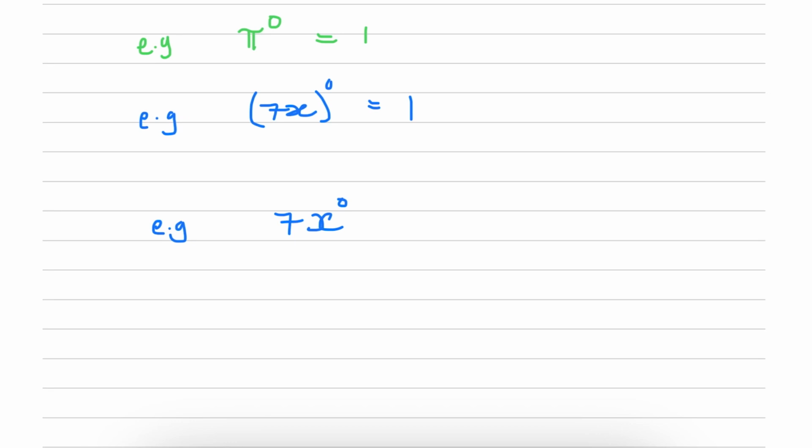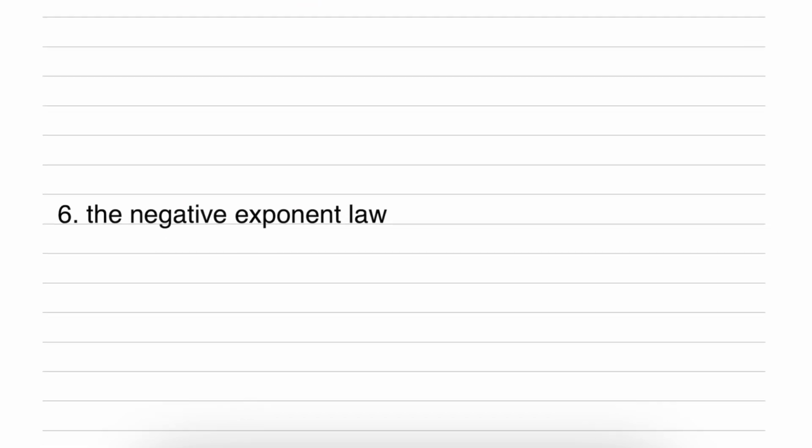But let me throw in a curveball. What if you had 7 times x to the power of 0? Now notice, the 7 is not being raised to the power of 0, it's the x that's raised to the power of 0. So 7 should stay as is, but the x which is being raised to the power of 0, that becomes 1, which means your final answer is just 7. Compare that to this example over here, where 7 and x was both raised to the power of 0. And that's all for the zero exponent law.